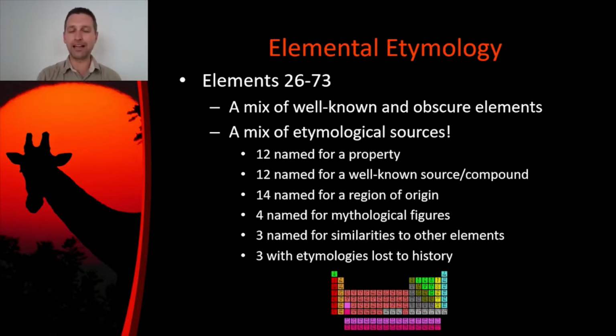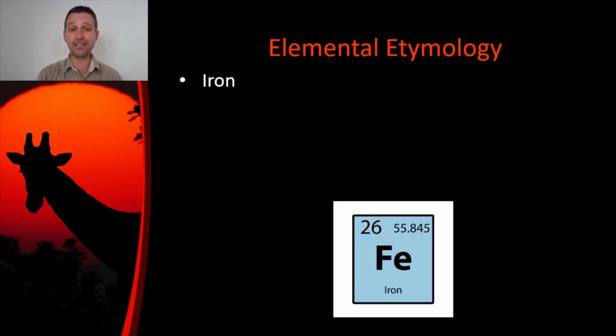So let's dive in. Like last time, we're going to take the elements not in the order that they're found on the periodic table, like 26 on to 73, but rather in the order that you see listed on your screen. We're going to take them in order of why they were named and their source. So we're going to start with the 12 that were named for a property, and then move on to the 12 that were named for a well-known source, and then the ones named for a region of origin, and then mythological figures, elements named for similarities, and then finally those 3 at the end whose etymologies are unclear. So let's get started. Elements that are named for a particular property.